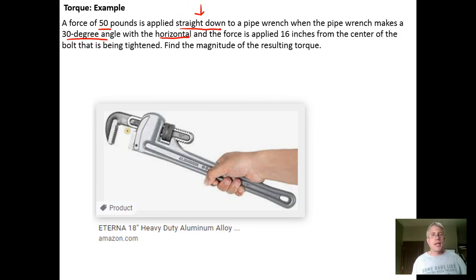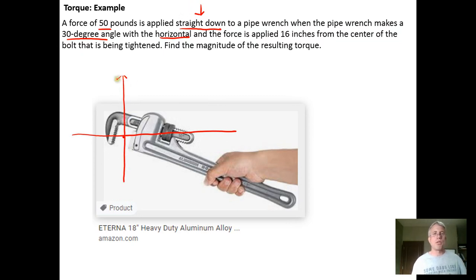So the idea is we're tightening a bolt, and they're telling us that we're tightening the bolt, which means we're actually rotating the bolt righty-tighty, probably in the clockwise direction. And the center of that is going to be the point of rotation. So here's my point of rotation. And so typically you're going to take the point of rotation and make that the origin of your coordinate system. So I'm going to establish a coordinate system here at the point of rotation.